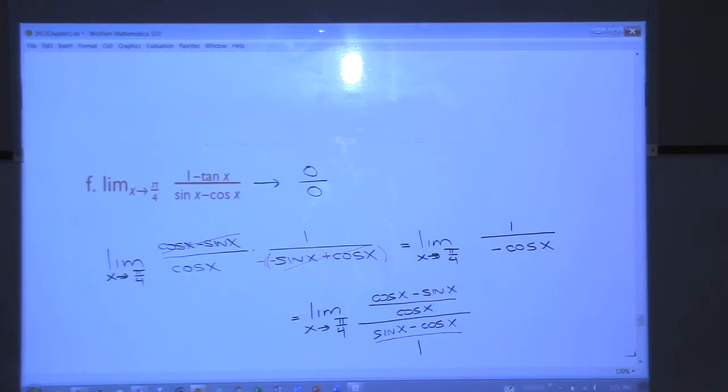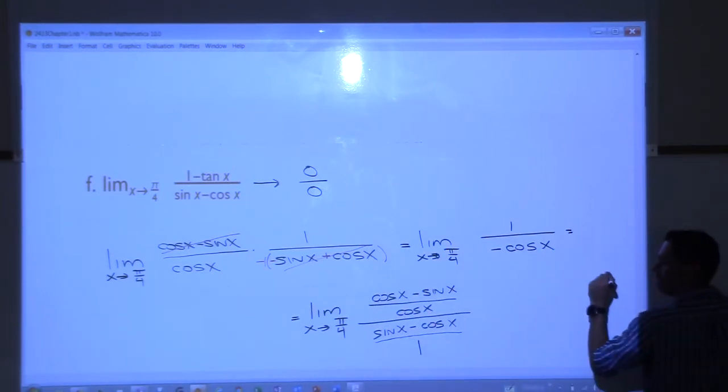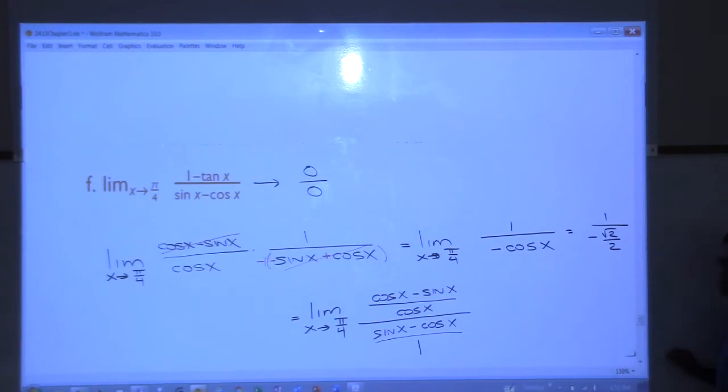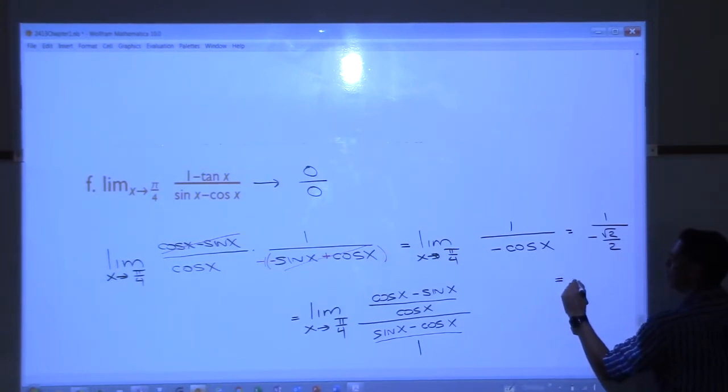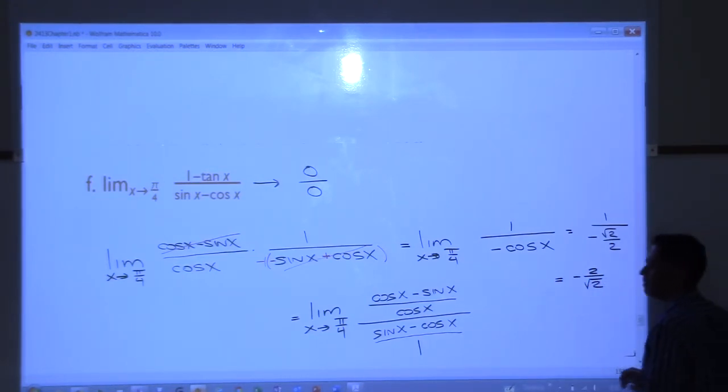And cosine of pi over 4 is root 2 over 2. And it's negative. So we get, now no more limit, right? No more limit. 1 over negative root 2 over 2. And anytime you have 1 over a fraction, you can just flip it, right? So this is actually just what? Negative 2 over root 2, right?